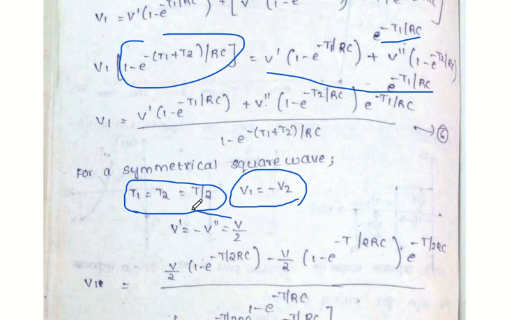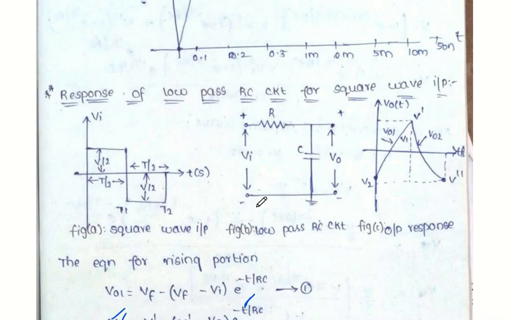And similarly, V dash is equal to minus V double dash is equal to V by 2. So that is clearly represented here. So T by 2, positive time period is equal to negative time period. Positive amplitude is equal to negative amplitude. Positive value is equal to the negative value. V dash is equal to V double dash. When does this happen? When the input signal is a symmetrical waveform. Otherwise that is not valid.